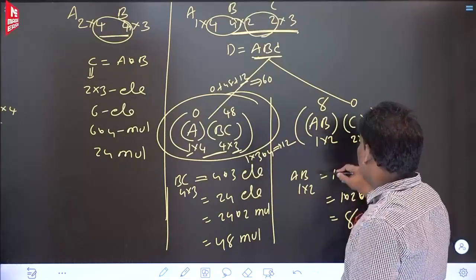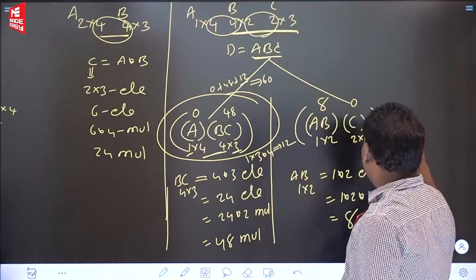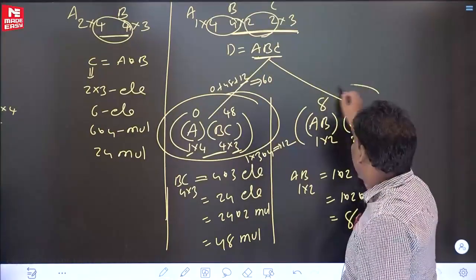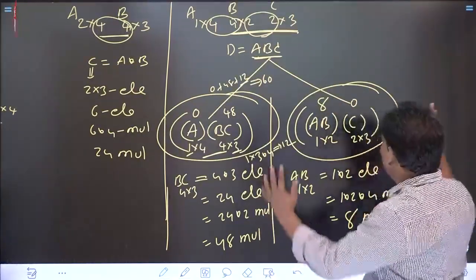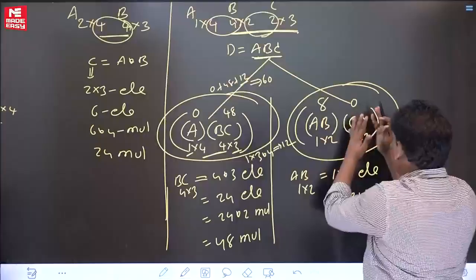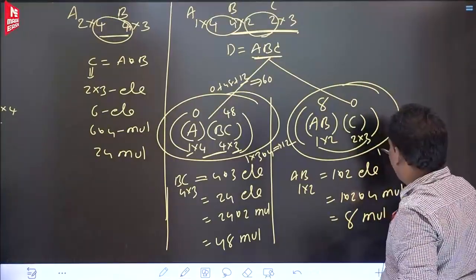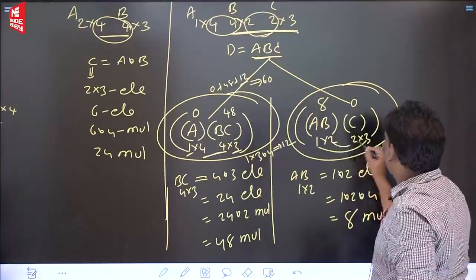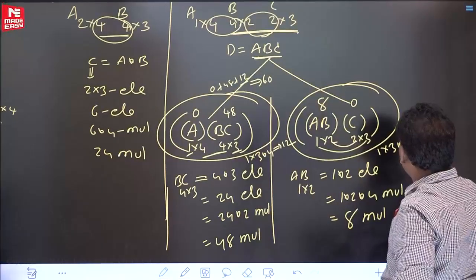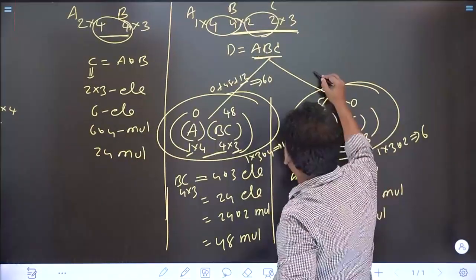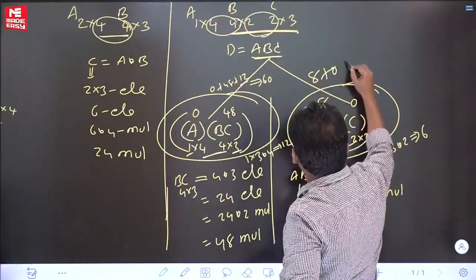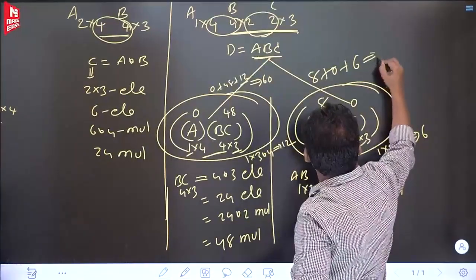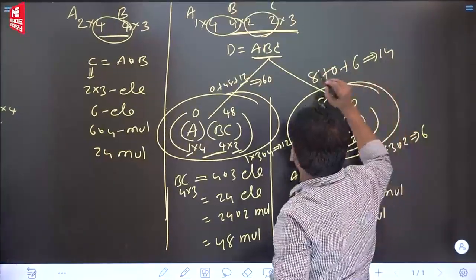AB required 8 multiplications, right? C required 0 multiplication. Now you have to combine it. When you combine, if you multiply these two, can you say the resultant matrix size is 1 by 3? Every element required 2 multiplications, 3 into 2, 6 multiplications totally. So left part 8, right part 0, combined part 6 total. What is 8 plus 6? 14. So 14 multiplications.